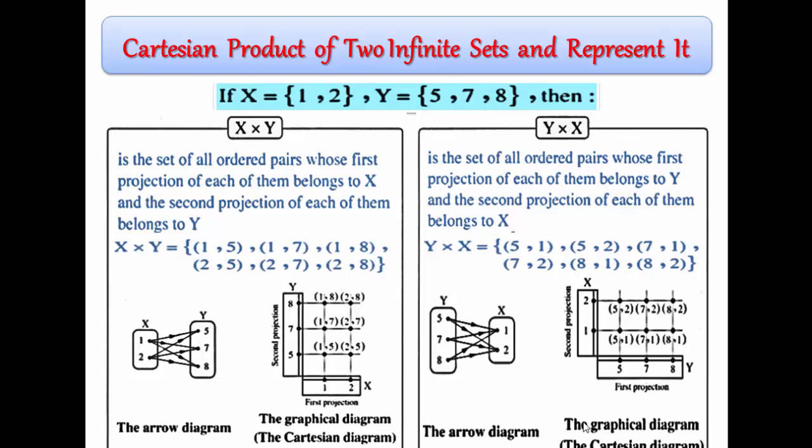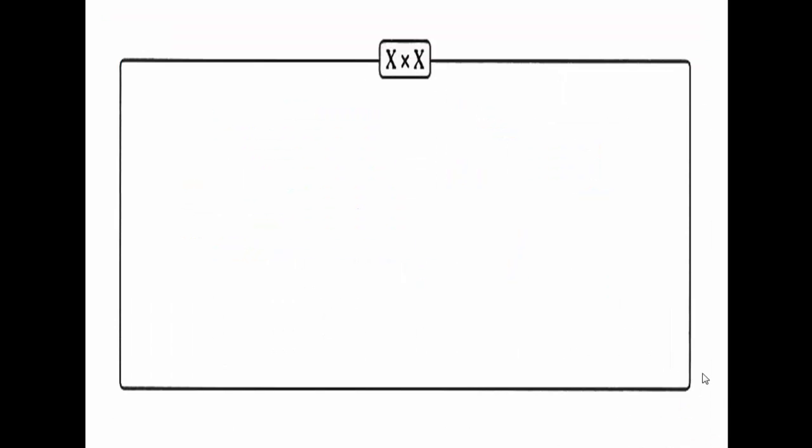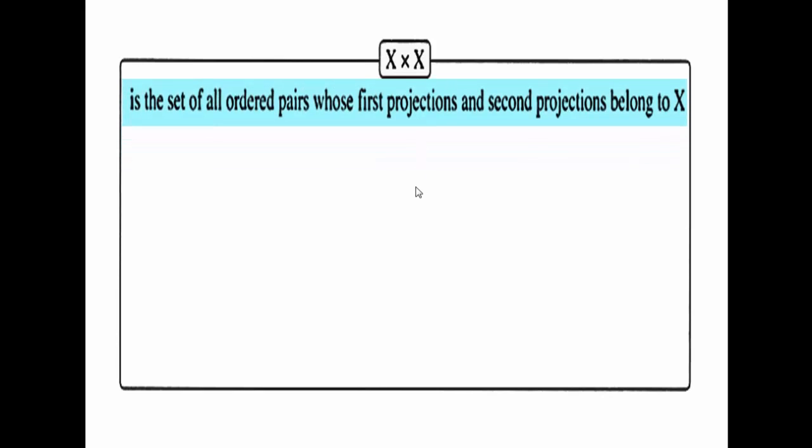In the same way in Cartesian diagram, 5 here will be on the y-axis and then the x-axis. 5 will join with 1 and 2, 7 with 1 and 2, 8 with 1 and 2. X multiply x is the set of all ordered pairs whose first projection and second projection belong to x. X multiplied x: (1, 1), (1, 2), (2, 1) and (2, 2).